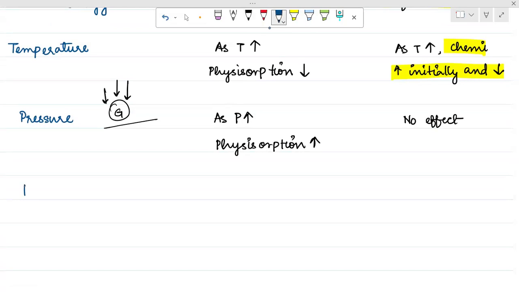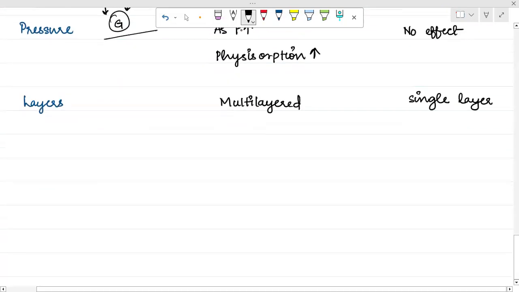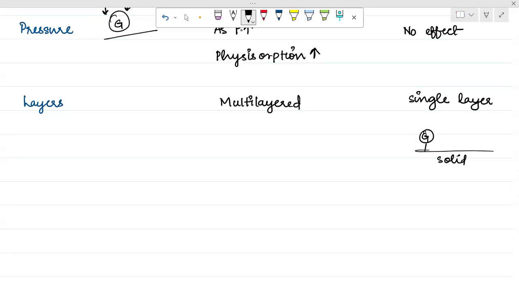Last one, number of layers. In physisorption, you can see multi-layers being formed. Chemisorption, as it involves bond formation, has only a single layer. Okay? So if you have chemisorption, this is a solid surface. Onto the solid surface, you have a gaseous molecule. There's just one layer. That's it.